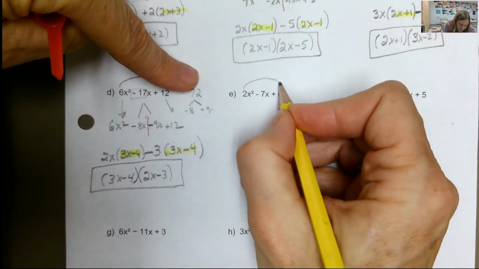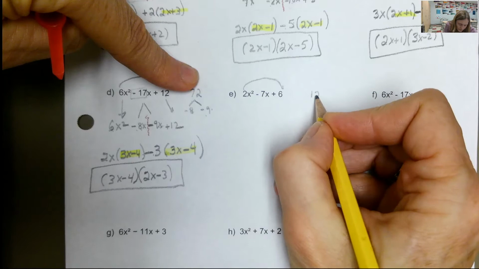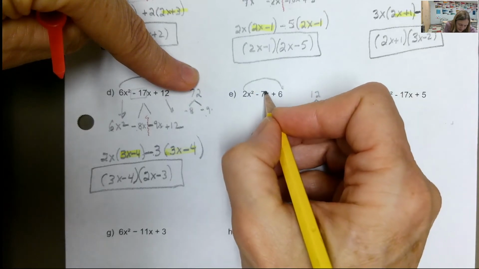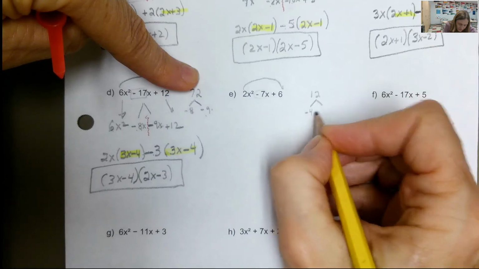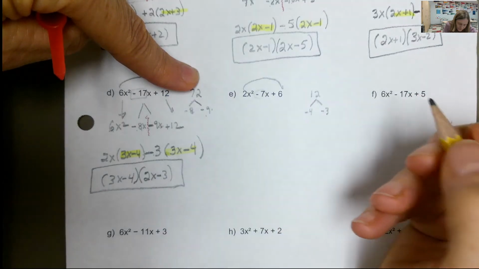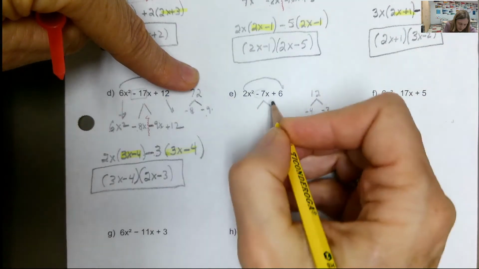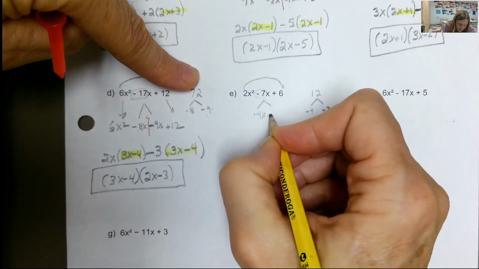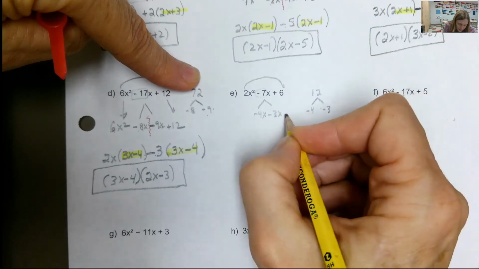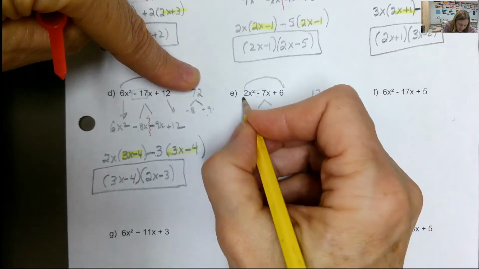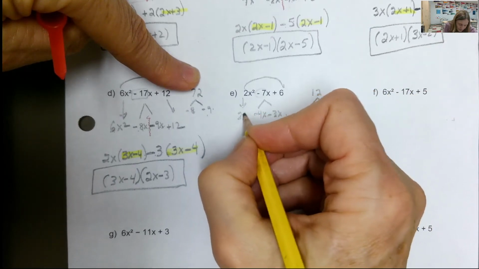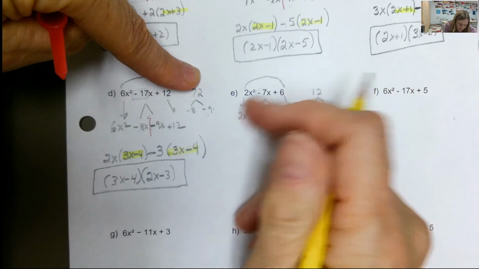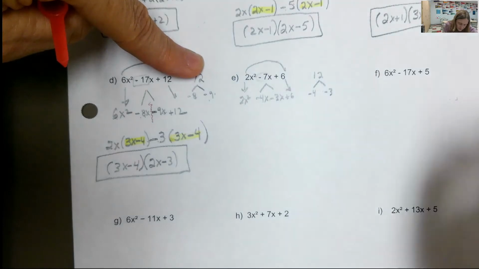Letter E. 2 times 6 is 12, and factors of positive 12 that add up to negative 7 are negative 4 and negative 3. Split the middle. Negative 7x is negative 4x minus 3x. Those same numbers with the x's on the end. Drop down the 2x squared. Drop down the plus 6. Don't forget to drop down the outside terms.